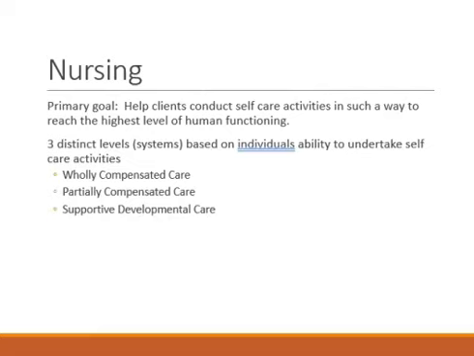Because there are a range of levels with self care ability, in this model there are three distinct levels or systems of nursing care that are delineated, and it's based off the individual's ability to undertake those self care activities. So, as clients become less able to care for themselves, their nursing care needs increase. So, we start seeing wholly compensated care, partially compensated care, and supportive developmental care. So, wholly compensated care is a person who is able to carry out few or no self care activities. They are going to fall into that category.